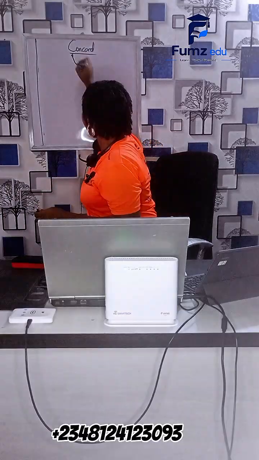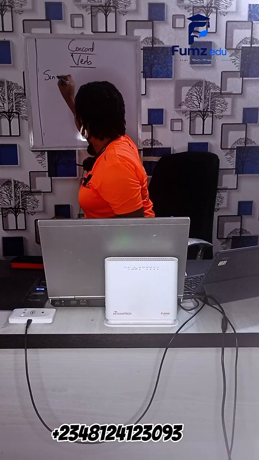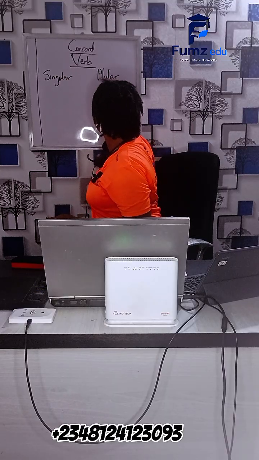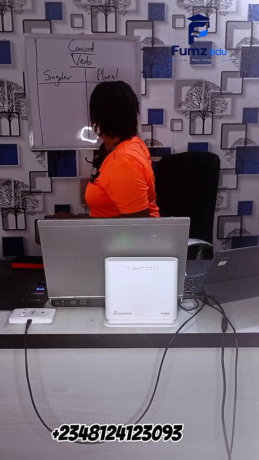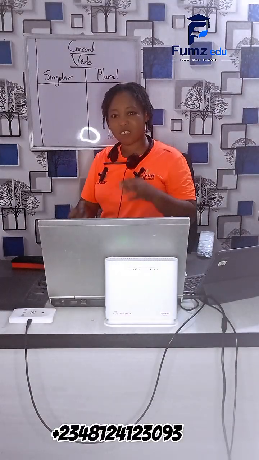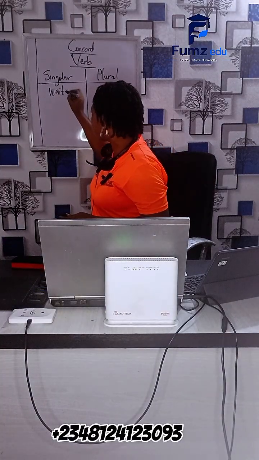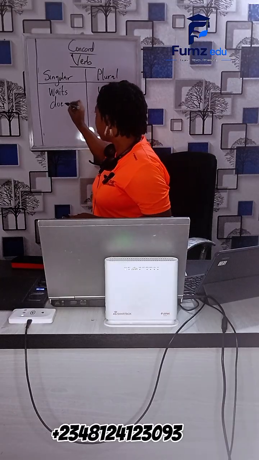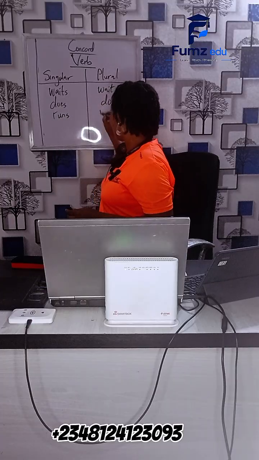Now we have our verb, and so let's look at it. Then we say this is singular, and we say this is plural. We have plural, so let's divide it. Now, mostly your singular verb ends with s or es. So you can have something like "withs", the plural will be "with". You can have "does", the plural will be "do". Then you can have "runs", and the plural will be "run".